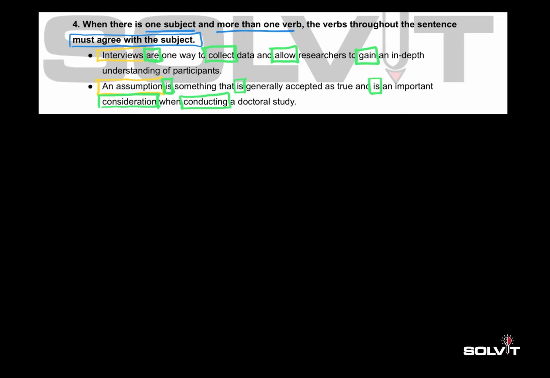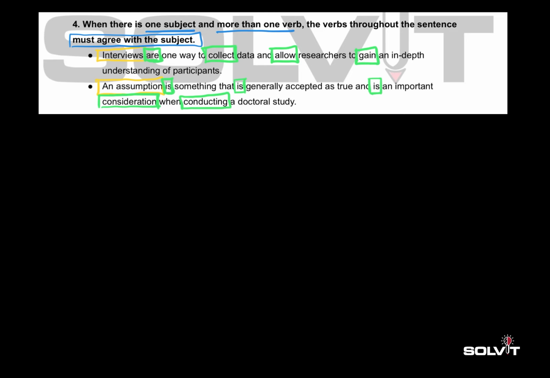As you can see in the first sentence, there is only one subject, interviews, right? The whole sentence is about interviews. So therefore, interviews is our subject. Let's read the whole sentence first. Interviews are one way to collect data and allow researchers to gain an in-depth understanding of participants. So we have one subject and many verbs, okay? Our verbs are: number one is are, number two is collect, number three is allow, and number four is gain. All of these are action words.